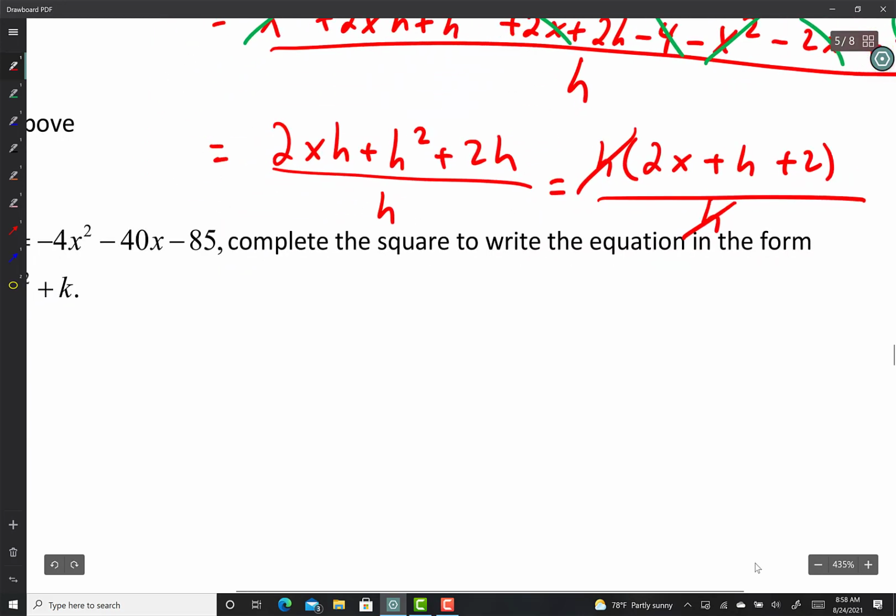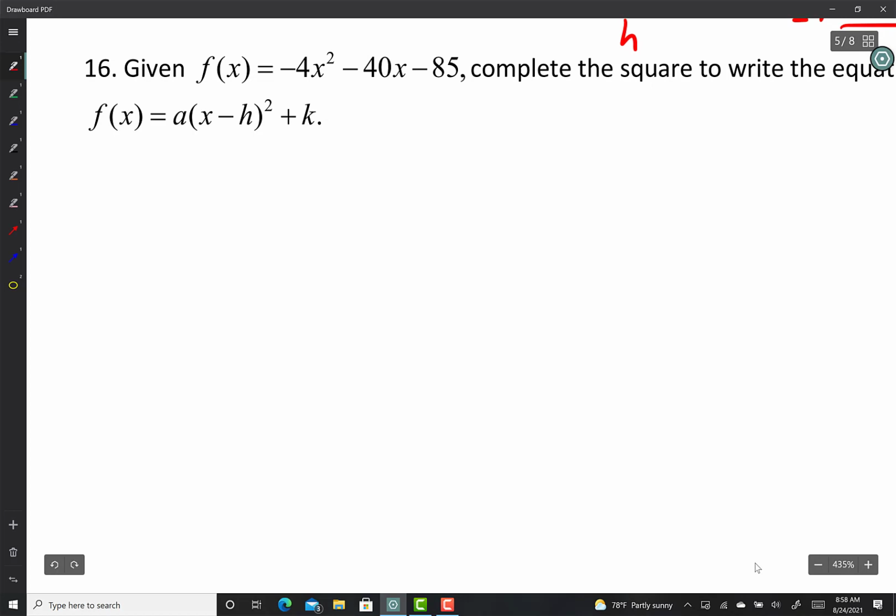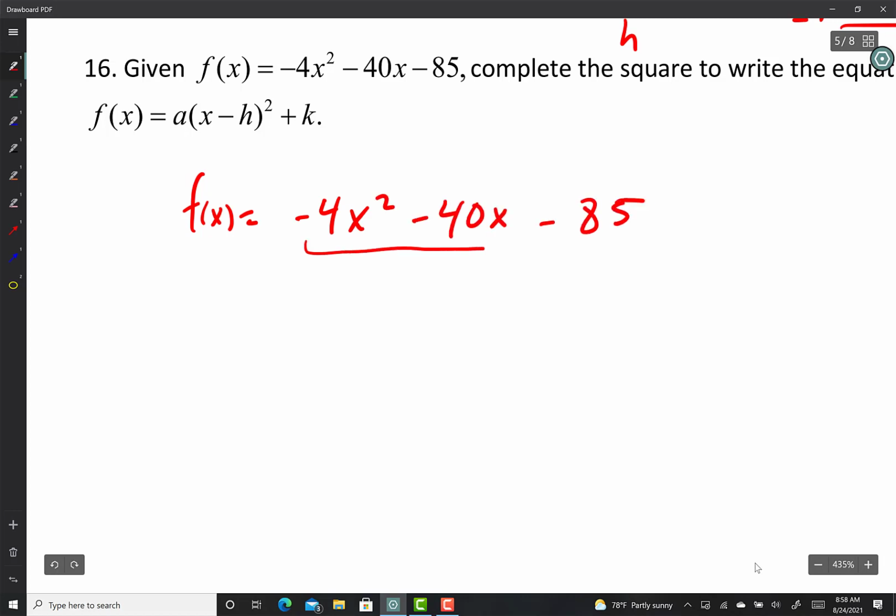Now number 16, I canceled it out. But let's see if you guys can walk me through what we did earlier. You guys ready? They literally just bluntly tell me complete the square. So here it is. Negative 4x squared minus 40x minus 85. What do I do first?